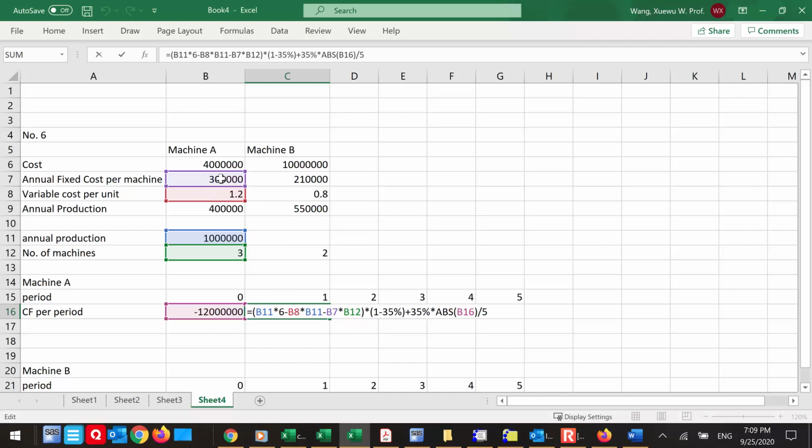That is how you calculate the after-tax cash flow if you go with machine A. I think there was earlier a mistake for the annual fixed cost per machine. That should be 300,000. I think I put down 30,000 initially. So this is fixed now, and that is the cost. That's the after-tax cash flow for year 1. Now I need to copy this across, so I need to lock down essentially everything here.